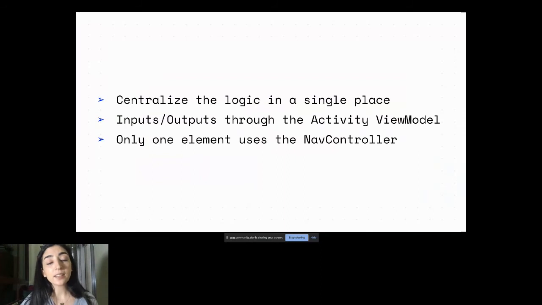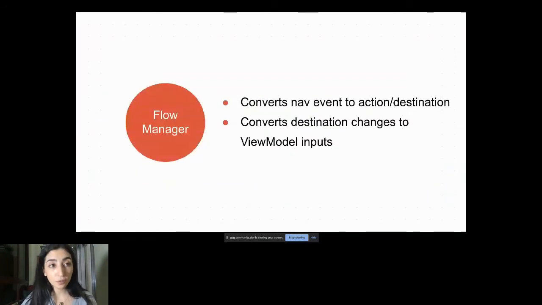So what we created was a pattern that we called the flow manager. You can call it anything you want. We just called it flow manager. The role of this flow manager was to convert any navigation event into a navigation destination. And another role for it is to check for any destination changes that need to be made and to let the view model know about them and eventually apply these changes on the screen, depending on which screen we are on.